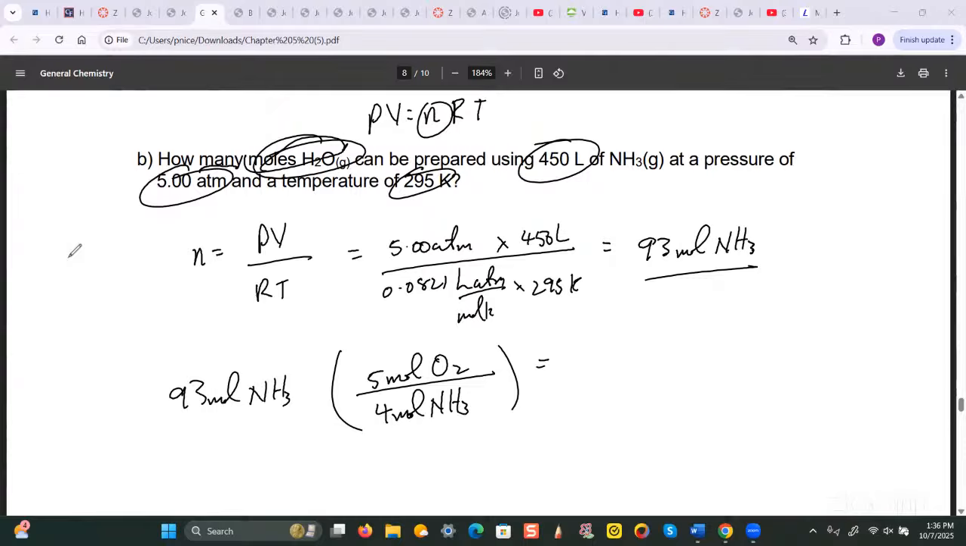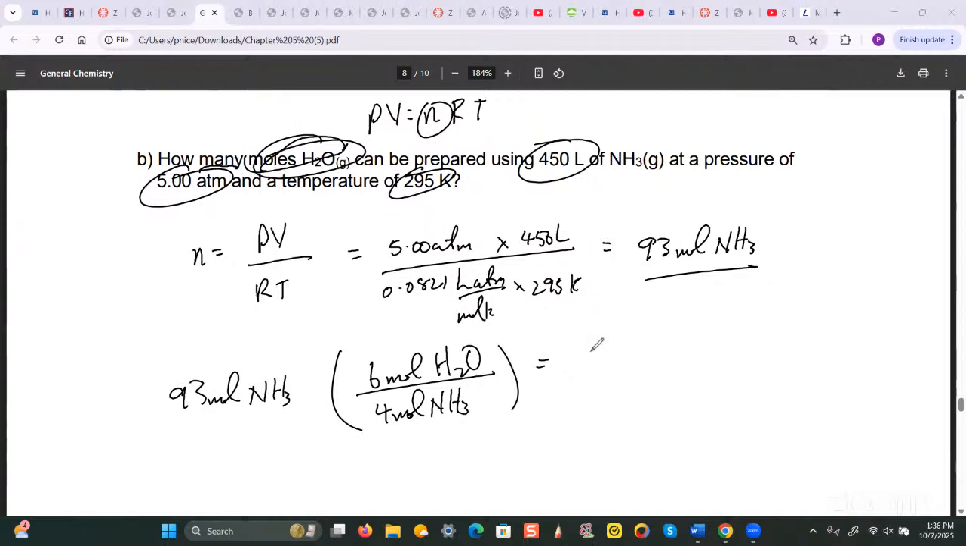He's absolutely right. We're not calculating oxygen. We're calculating the moles of water. So that will be 6 moles of H2O. Thank you very much for that correction, sir. So let's see here. 93 times 6 divided by 4.